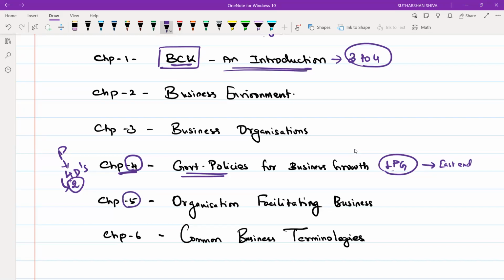Under chapter 5, that is regarding the organizations facilitating the business. Under this, there are basically 2 kinds, non-funding institutions and funding institutions. And one more thing under the non-funding and funding: for funding, they may say it is only NABARD. In NABARD, they may have an option to test you.